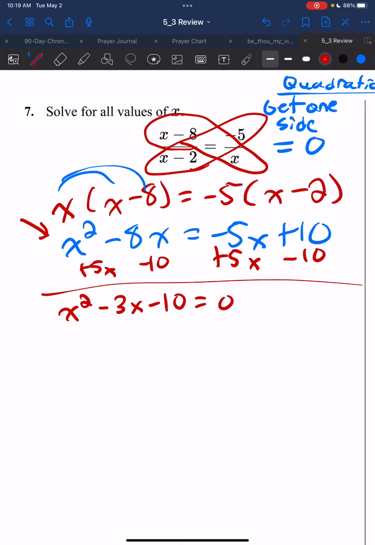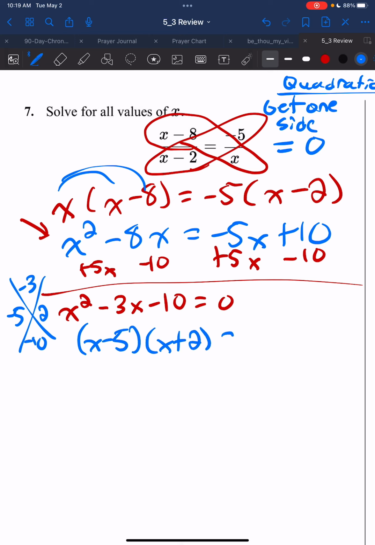I can factor this with the x method. What adds to negative 3 and multiplies to negative 10? That's going to be negative 5 and 2. So that's going to give me x minus 5 and x plus 2 equals 0.